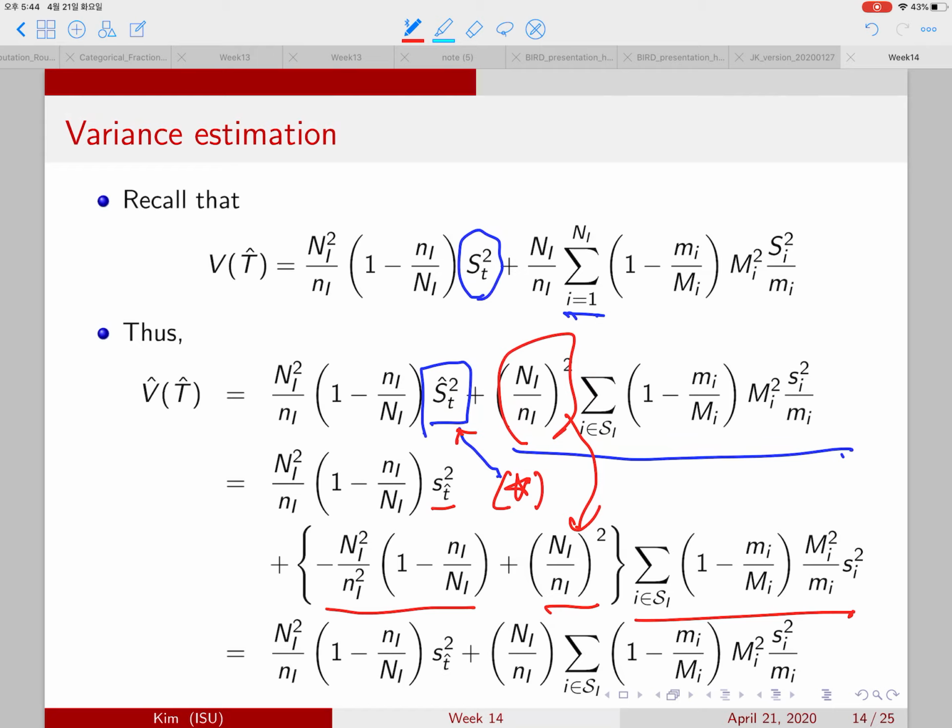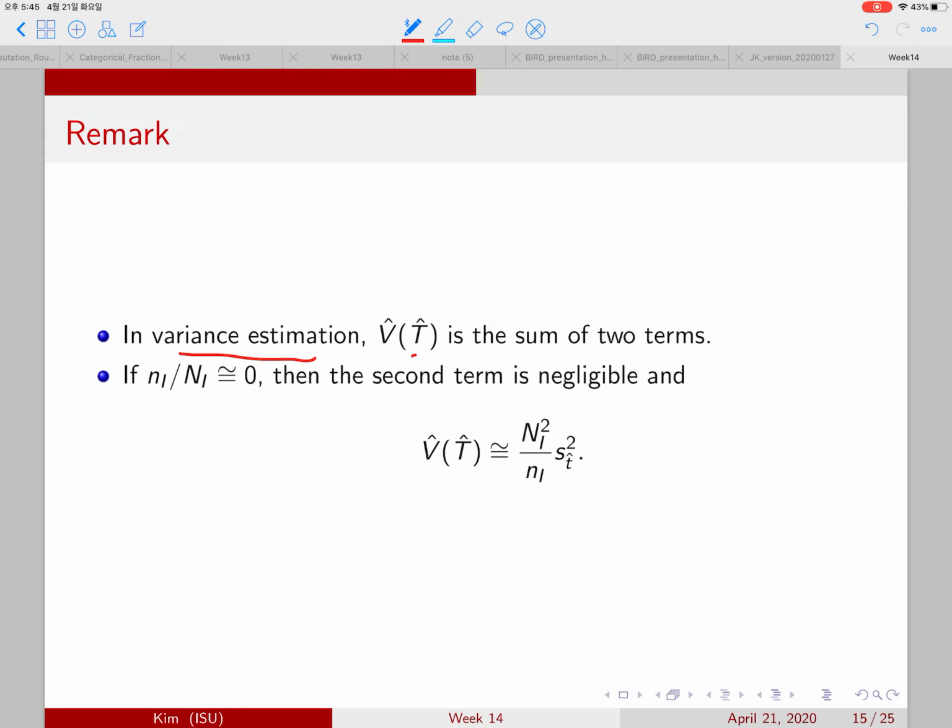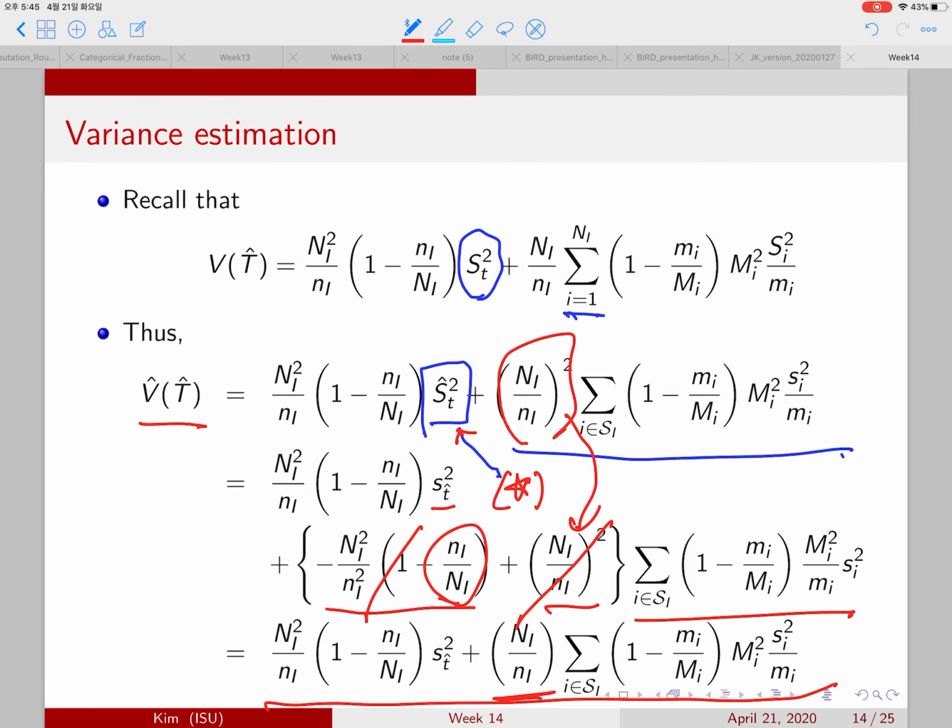And then, interestingly, there's some kind of cancellation. And you end up with only one term left, which is this one. Okay, so that gives you the formula for variance estimation. This variance formula is the final formula. It's the sum of two terms, right? The first term and the second term.